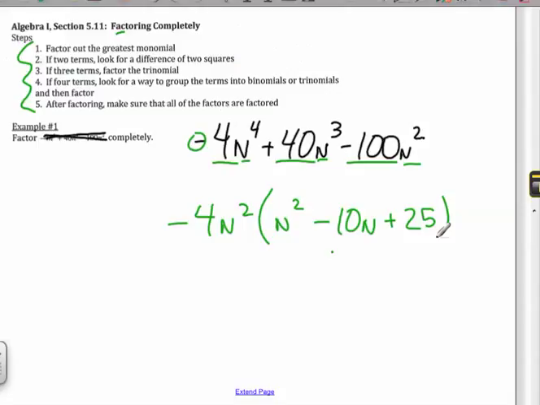Okay? Now, once I do that, I look at the second question. If 2 terms, does this have 2 terms? No, it's 3. 1, 2, 3. Okay? So now I'm going to go here. If 3 terms, factor the trinomial. Let's look at this, Jackson. With a trinomial, there's really one thing I want to ask first. Is there anything in front of the squared variable? No. Since there's not, I'm going to break it into 2 binomials.